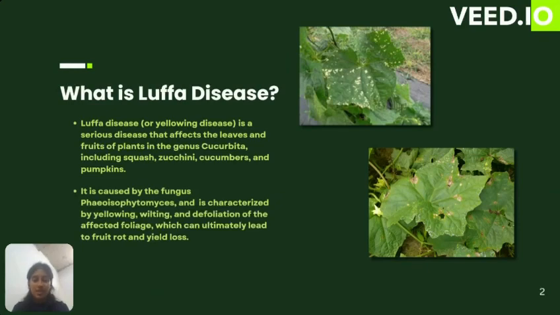Luffa disease is a serious disease that affects the leaves and fruits of plants in the Cucurbita genus, which includes squash, zucchini, cucumbers, and pumpkins. It is caused by a particular fungus, Pseudoperonospora, and is characterized by yellowing, wilting, and defoliation of the leaves, which can ultimately lead to fruit loss and yield loss. This is a serious disease which is sometimes ignored at a very large rate.